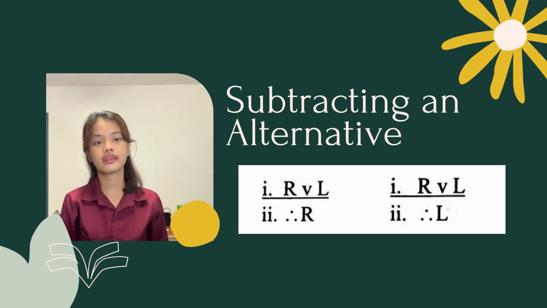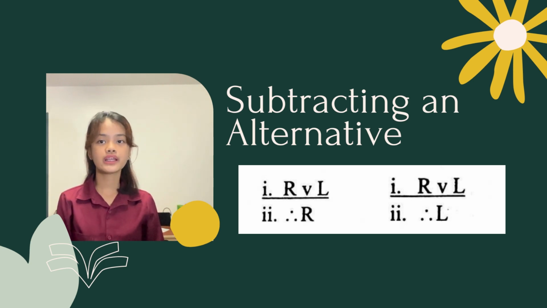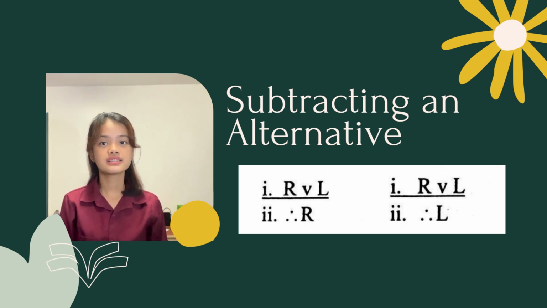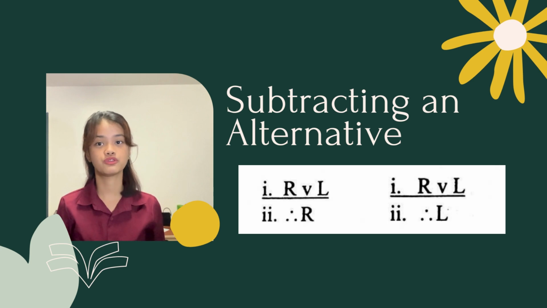The invalid argument structure is as follows. First, either A or B. Second, therefore A. Or it can be first, either A or B. Second, therefore B. Both forms are invalid kasi baka nga yung makonclude natin, yun pala yung false.